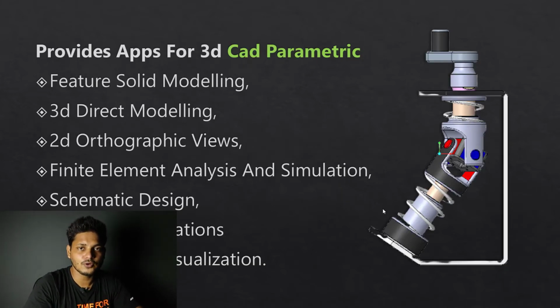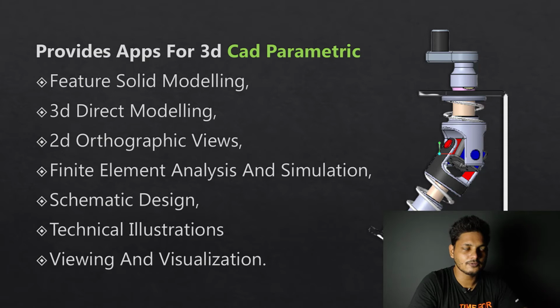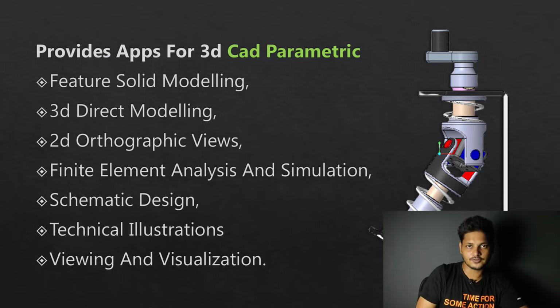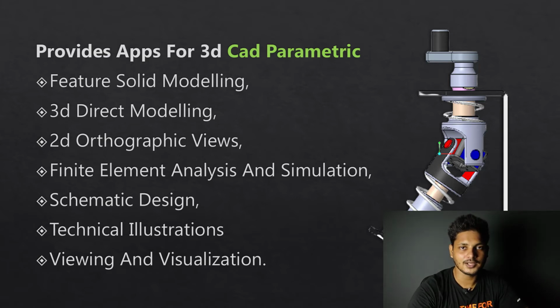Now the next thing is, what kind of services does this software provide to us? It is a 3D modeling software, so it provides feature solid modeling and 3D direct modeling on 3D models. You can also derive 2D orthographic views from 3D models like other software. You can also perform finite element analysis and simulations on this software, which you may have seen in SolidWorks and other competitor software as well. You can also create schematic designs, technical illustrations, and viewing and visualization options, which give you a more engaging experience on this software.